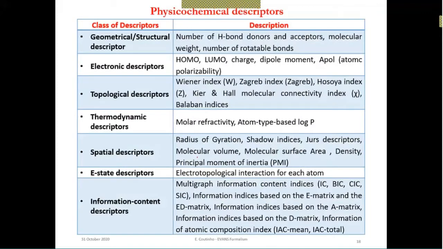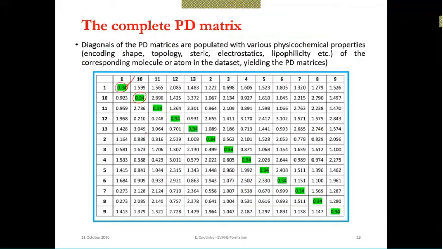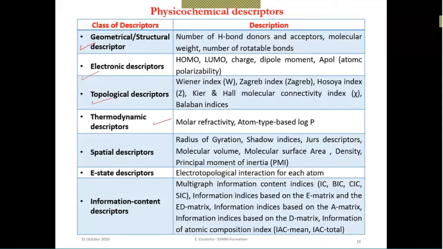Okay, so here is the full pool of atomic or physicochemical descriptors that can be populated along the diagonal. You can use geometrical descriptors like number of hydrogen bond donors, acceptors, molecular weight, number of rotatable bonds, and electronic descriptors like HOMO energy, LUMO energy, charge, dipole moment, polarizabilities, topological descriptors like the Wiener index, Zagreb index, the Hosoya index. All of these can be filled in across the diagonal. So you have these multiple PD matrices. Thermodynamic descriptors like molecular refractivity, atom-based log P, spatial descriptors like radius of gyration, shadow indices, the Drew descriptors, E-state descriptors that represent the electro-topological properties of the atoms, and information content descriptors.